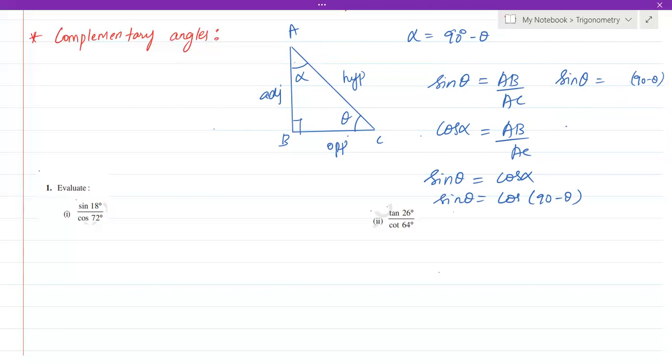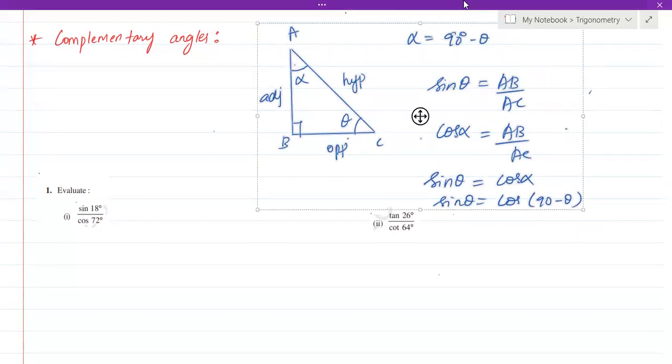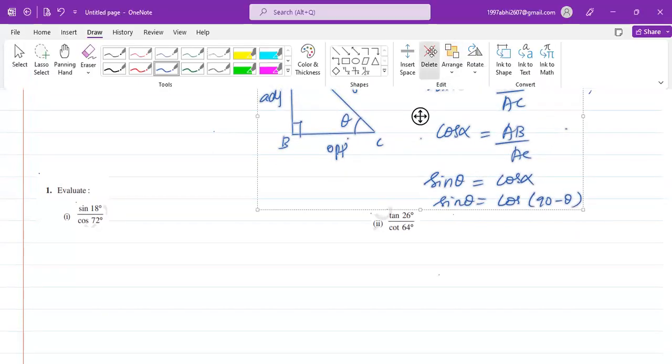So this is the concept based on complementary angles. Again, we have got a very easy technique to remember all this. We have got certain formulas here, and an easy technique to remember all these formulas. Let's write down one by one.